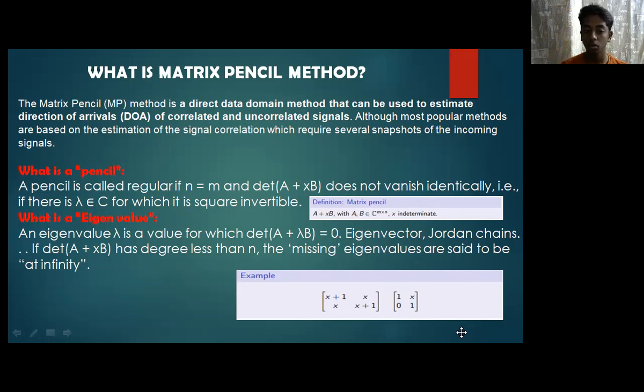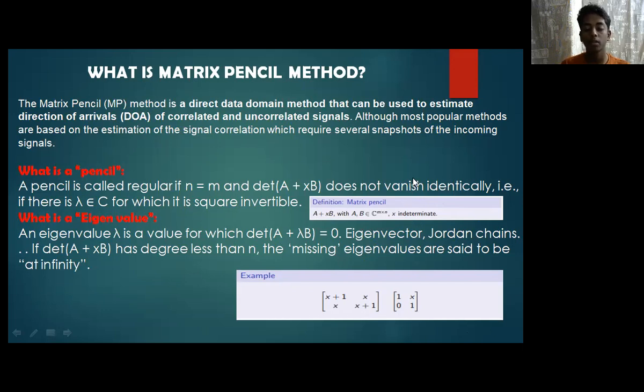So, coming to a pencil, what is a pencil? A pencil is called regular if n equals m and the determinant of A plus xB does not vanish identically. That is, if there is a lambda belonging to C for which it is a square invertible matrix. So here we can see that in the screenshot. This is an example of a pencil, the equation of the pencil, where x is an intermediate value.